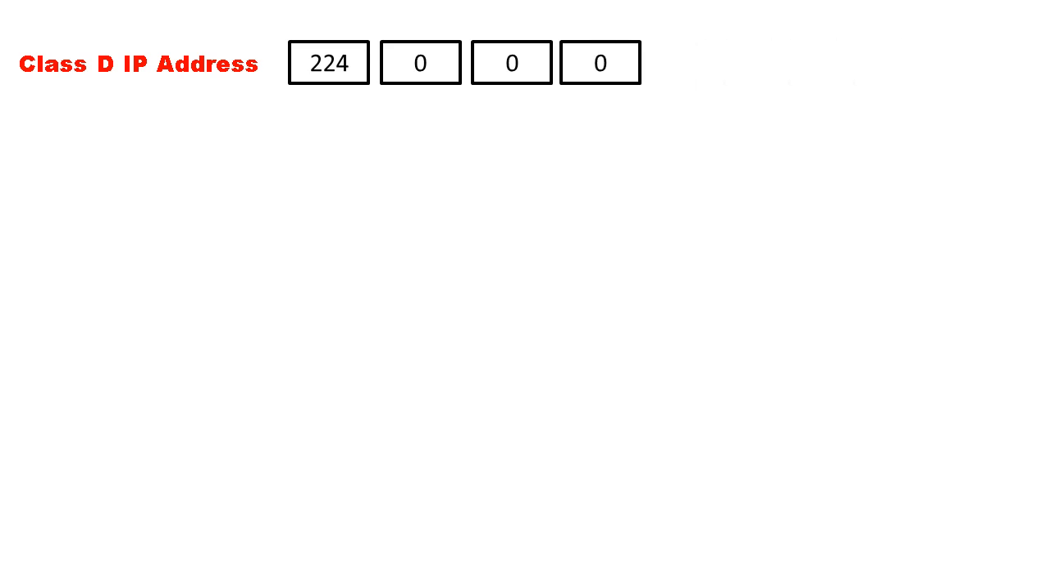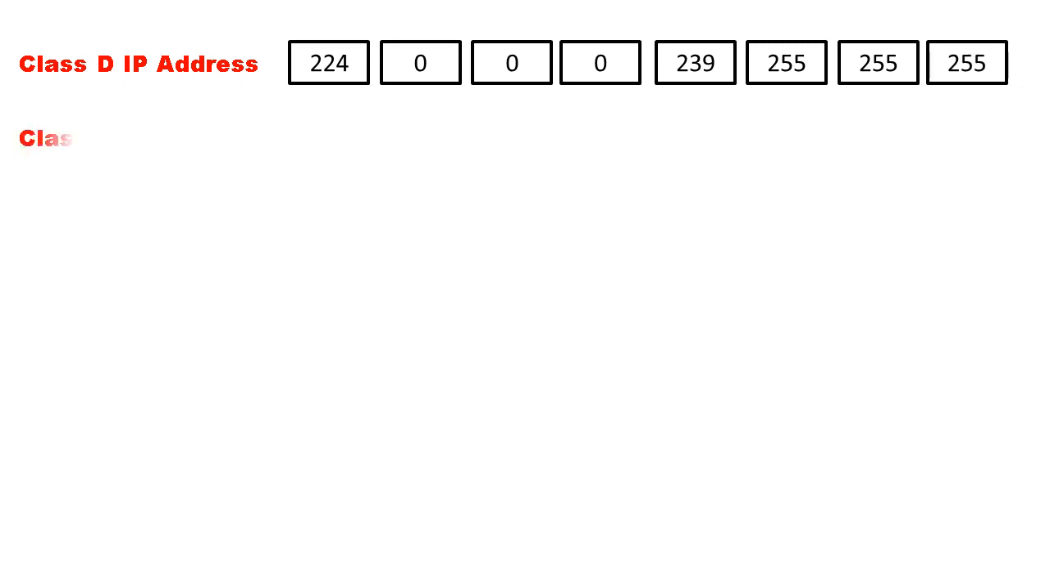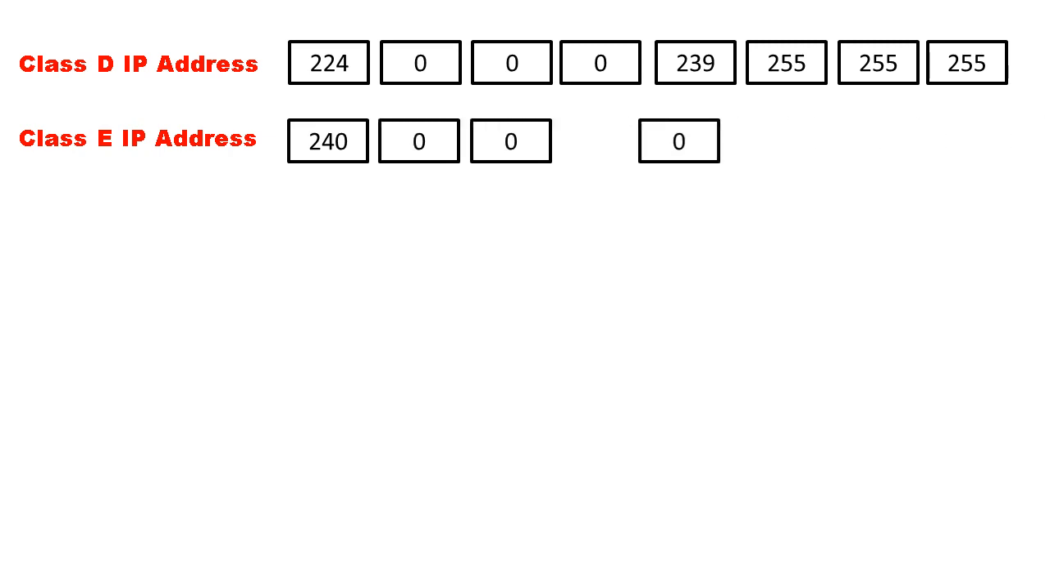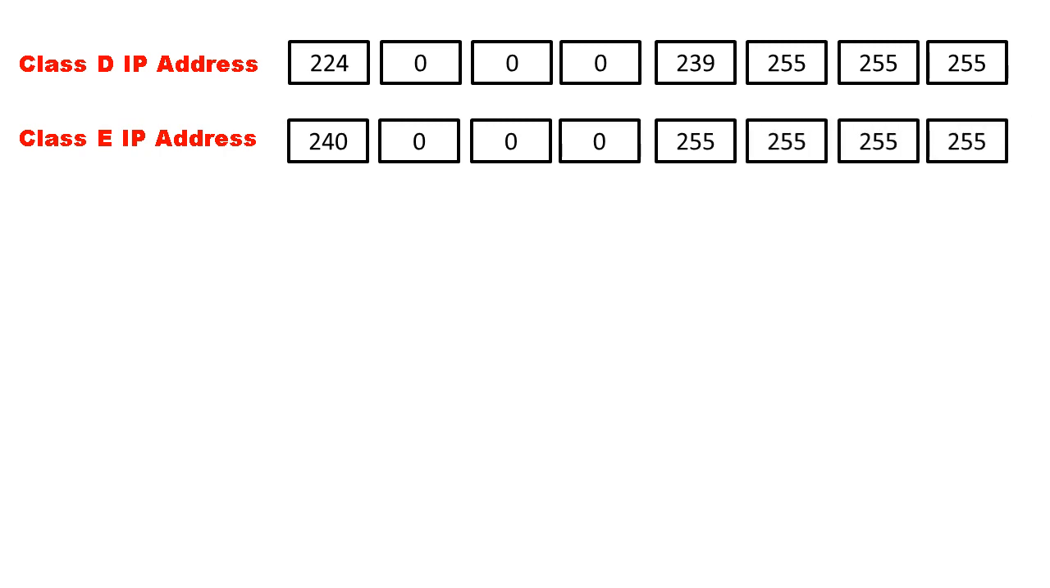IP range of class D starts from 224.0.0.0 to 239.255.255.255. Class E IP range starts from 240.0.0.0 to 255.255.255.255.